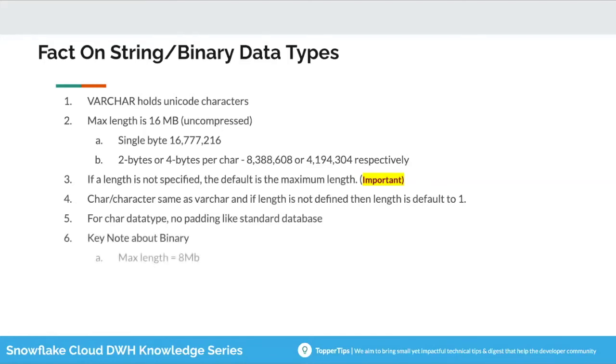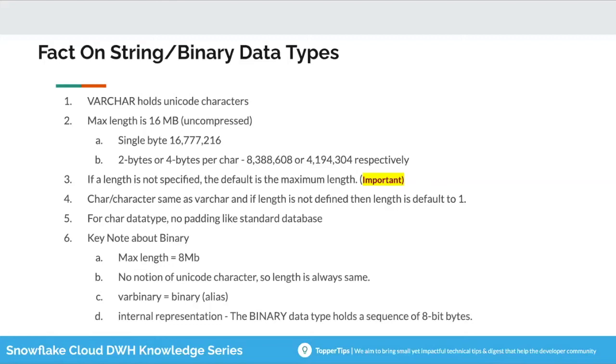Key notes about binary. Binary is another data type which holds text or a MIME type, has a length of 8 MB, and has no notion of Unicode character. So length is always the same. It's not a double-byte or a 4-byte character. Varbinary and binary are both aliases. Internal representation: the binary data type holds a sequence of 8-bit bytes.